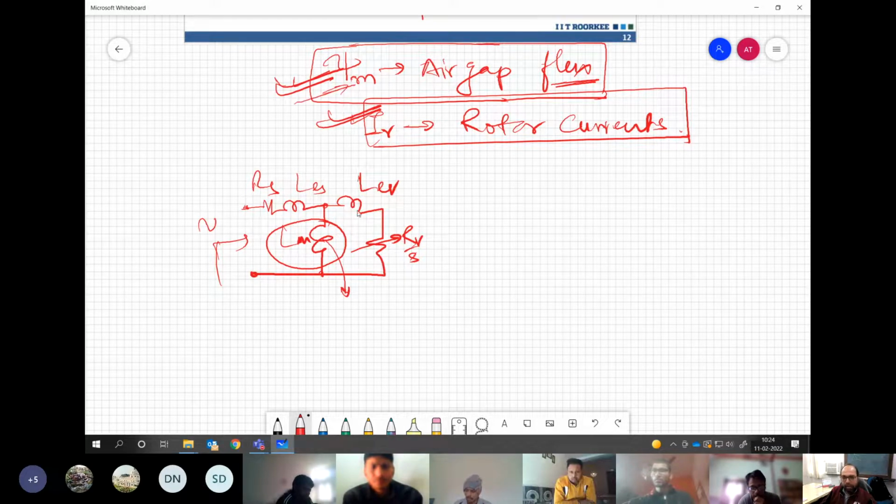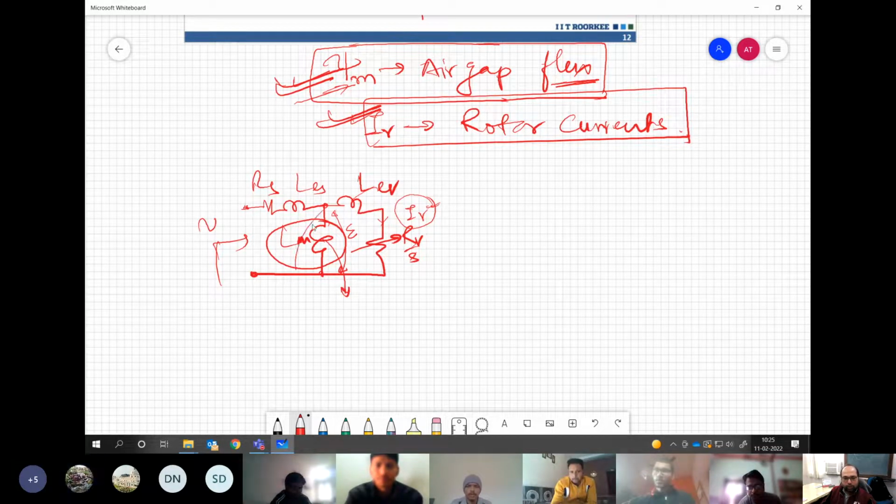Okay, the other components are leakage. Leakage means which is not used. It's some kind of loss, we are not able to utilize this. Now, then there is rotor current. Now, which component is responsible for generating rotor current? So there is some EMF, right? Yes or no? Say something. Yes, sir.